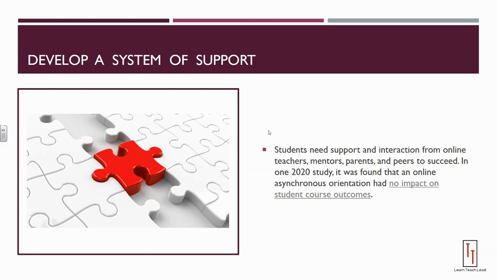You also want to develop a system of support. Now, students need support and interaction from online teachers, mentors, parents, and peers to succeed. And when you're online, it might be a little bit difficult. Now, in one particular study that was conducted this year, it was found that online asynchronous orientation had absolutely no impact on student course outcomes. So, one reason for this might be that students need more onboarding supports than just one orientation. So just telling them what to do one time might not be enough. You might actually need to reiterate a few times.